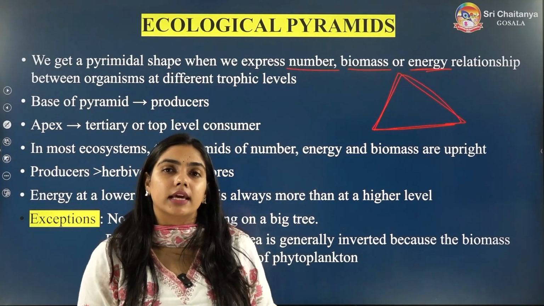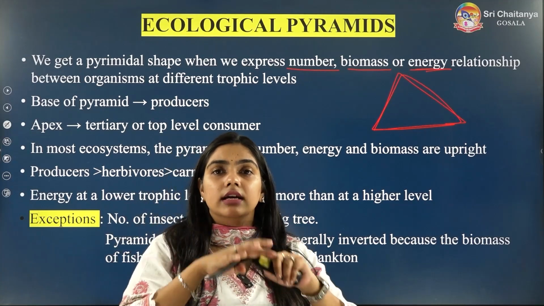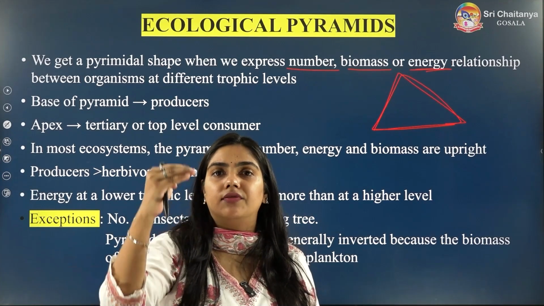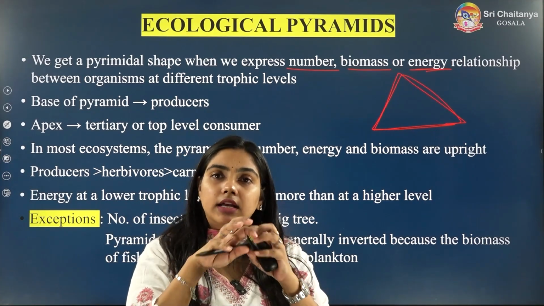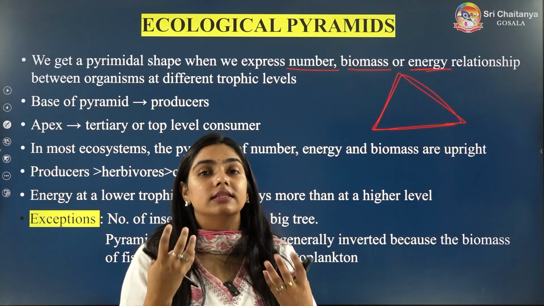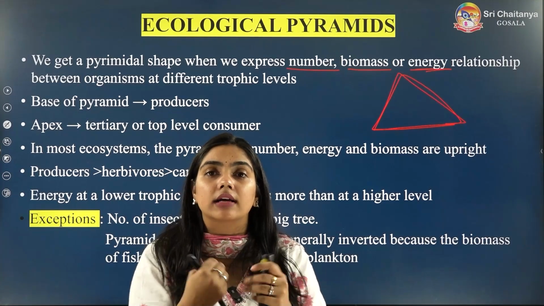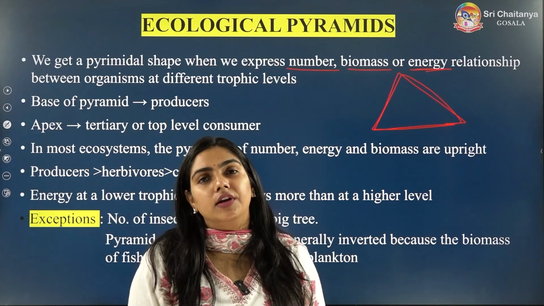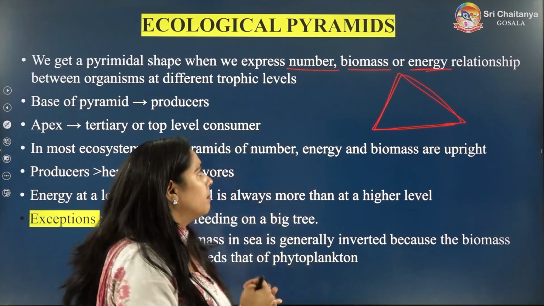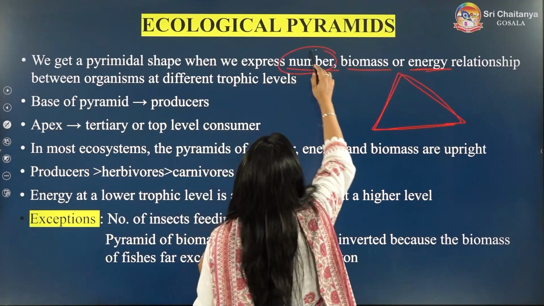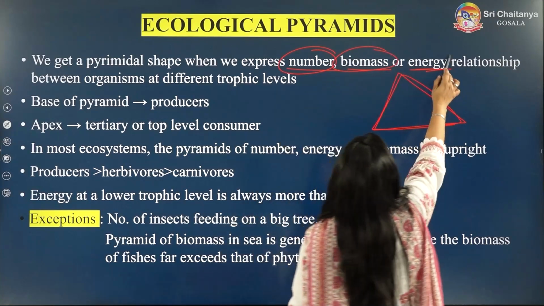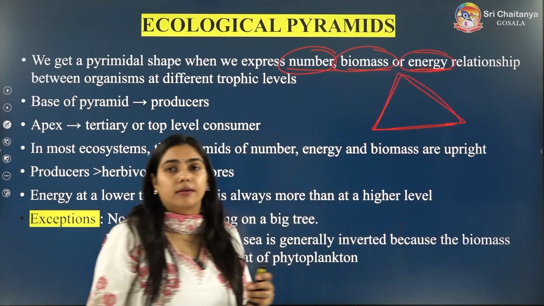So that is why, in the ecosystem, when we are seeing the organisms at different trophic levels and we are counting them, or else we are seeing their energy, or else their biomass, there can be different pyramids. Pyramid of number can be there, pyramid of biomass can be there, pyramid of energy can be there.